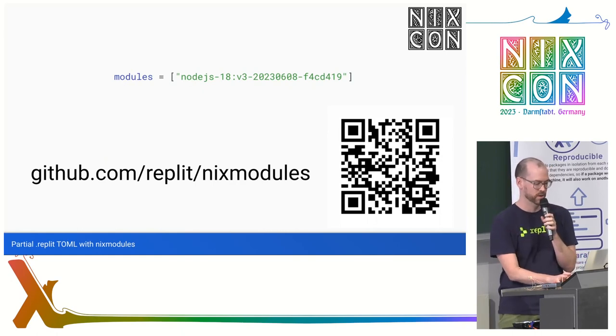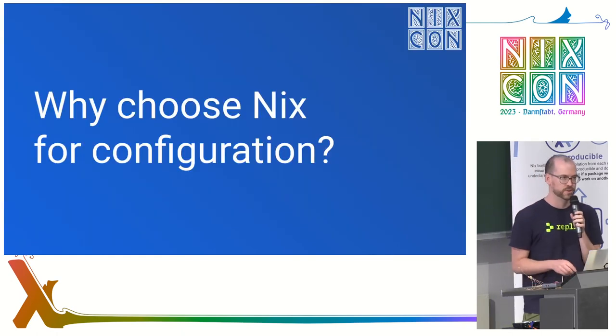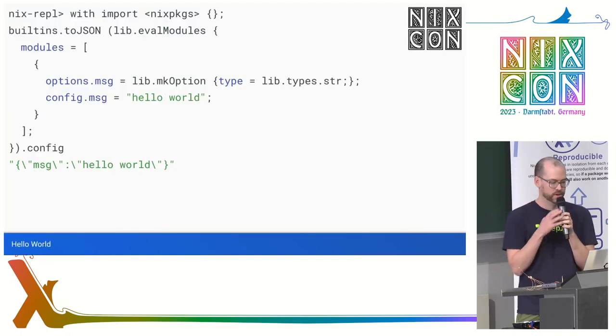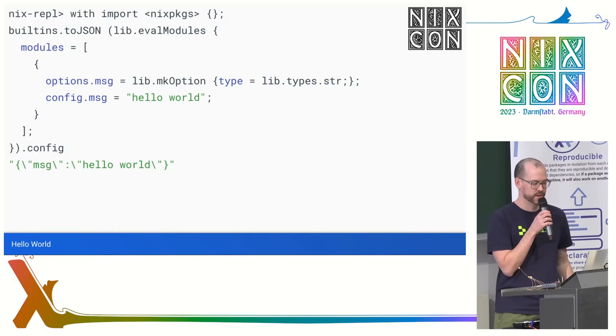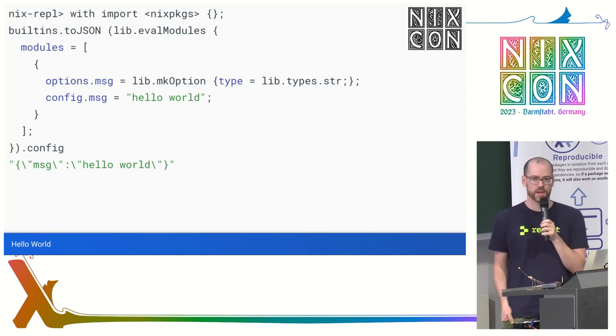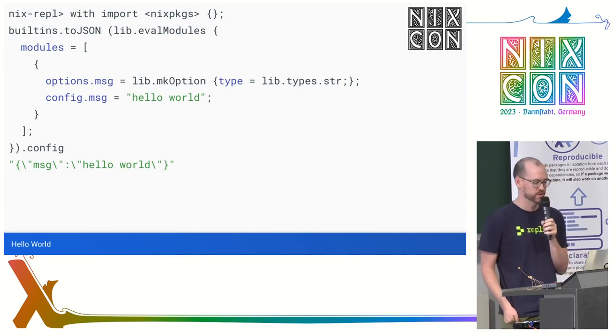We have a few already. So why choose Nix for configuration? Let's explore that a little bit. All right, so here's an example. We're inside a Nix REPL here, and we're going to import Nix packages. And we're going to call evalModules, which is a library function available inside of Nix packages.